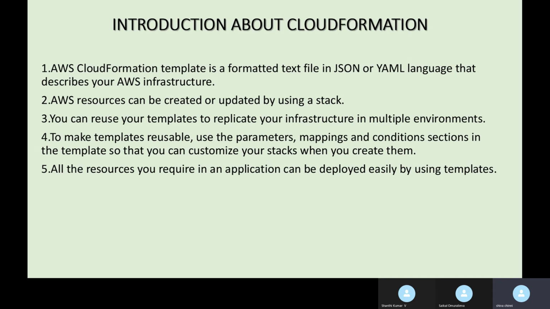Basically, the CloudFormation template is a text file format in JSON or YAML language. You can choose either JSON or YAML. That describes your whole AWS infrastructure that you want to create by using this JSON or YAML template. The AWS resources can be created or updated by using a stack. The stack is nothing but a group of resources which is present in the JSON or YAML file. It is one text file, and inside that there is a group of resources. That is nothing but a stack.